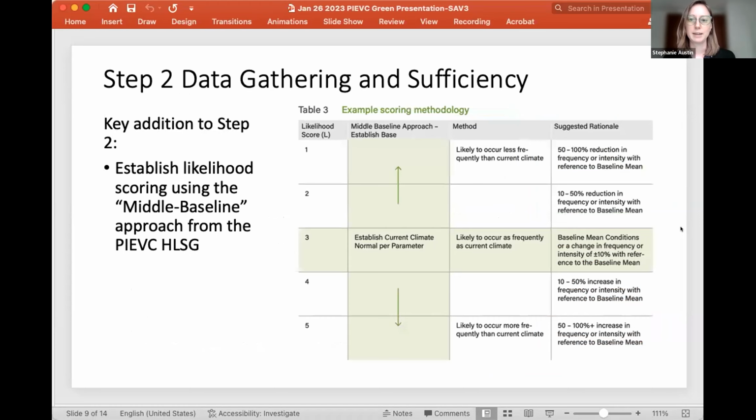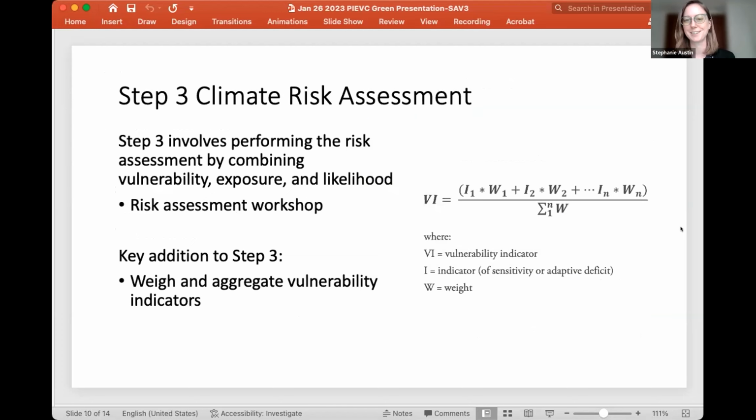So we've also added this middle baseline scoring approach for likelihood taken directly from the PIEVC high-level screening guide. It's not that this is something specific to considering social ecological systems, but rather sort of an evolution of how the PIEVC family of resources methodology is going. So we also wanted to bring this in. I won't speak too much more on this since you've all already seen it on the high-level screening guide.